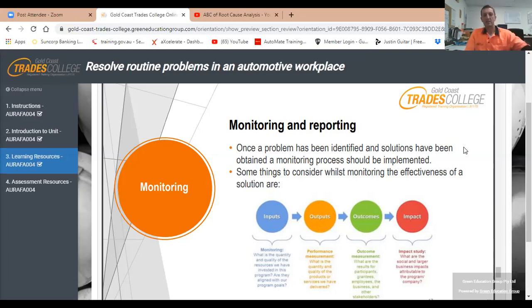Outputs are, I'm just going to put my glasses on there. It's a little bit hard to read from here.